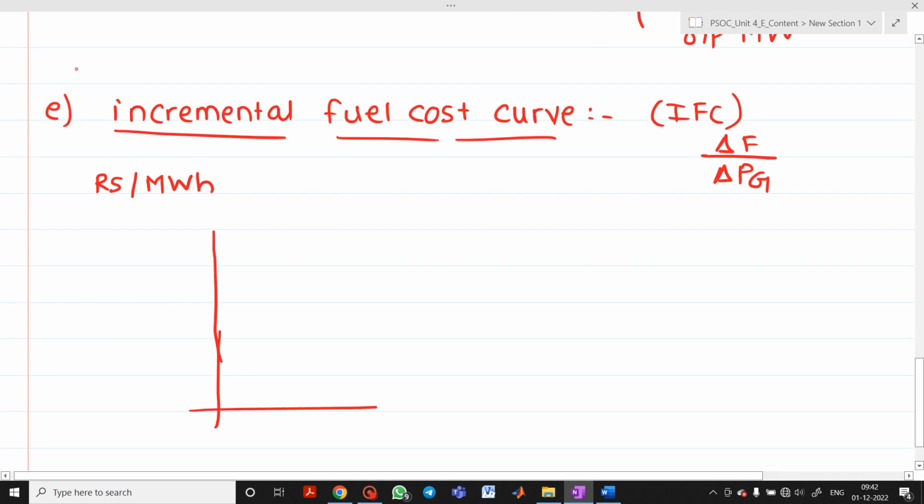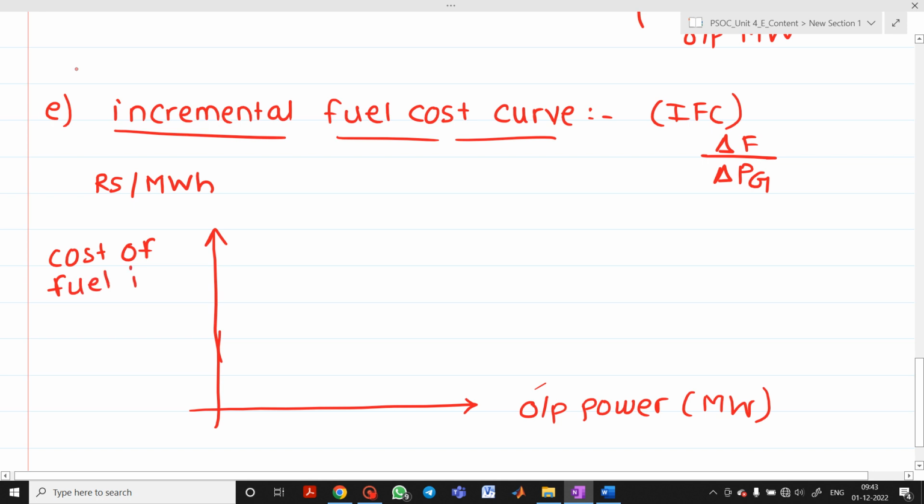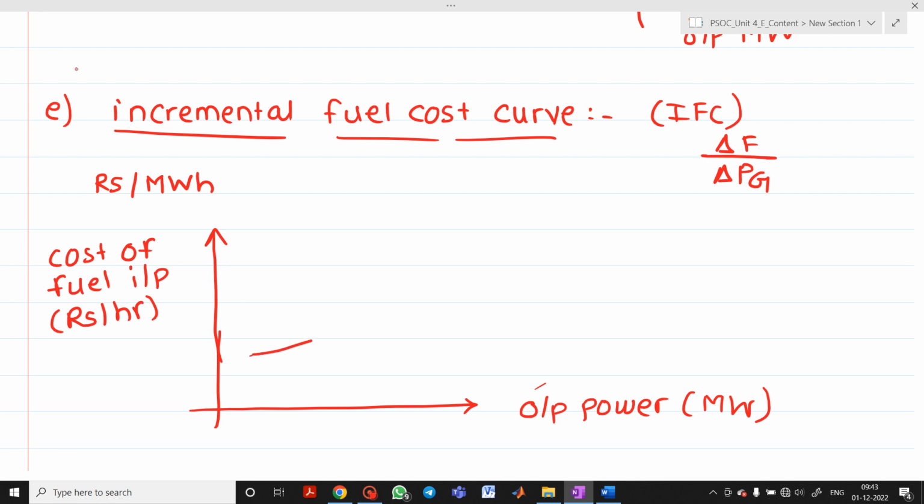Here on the x-axis there will be output power in megawatt. On the y-axis, if you see, cost of the fuel input, and whatever will be the unit associated with it is rupees per hour. So this will be a curve. Nature of the curve will be like this.